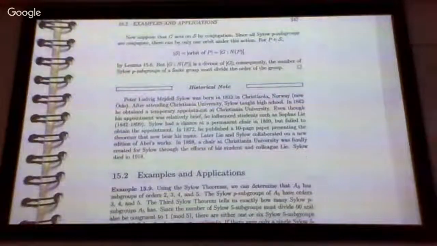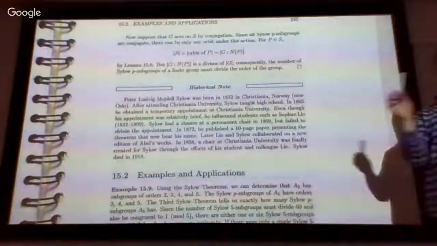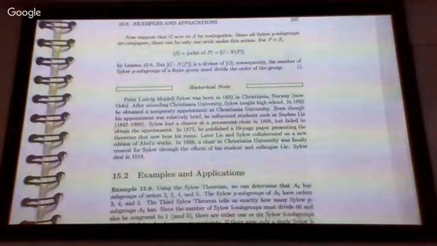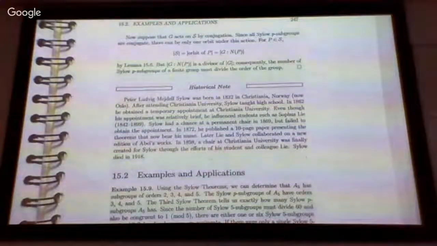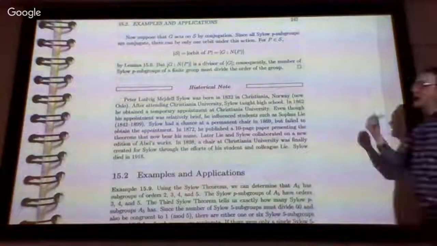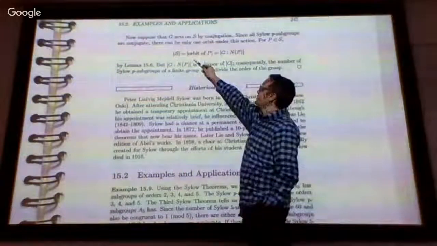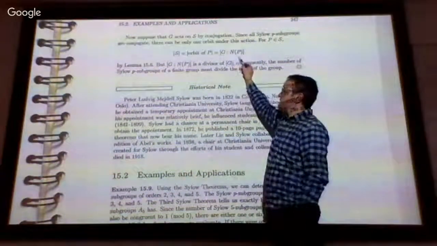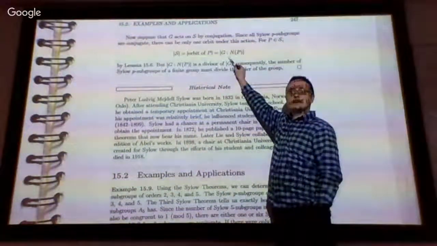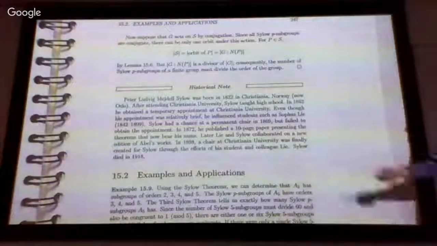Now suppose G acts on curly S by conjugation. Since all Sylow P subgroups are conjugate from the second Sylow theorem, there can only be one orbit under this action. So just pick out any one of them, the orbit of P1 is all of them. And from the previous chapter on group actions, we know the size of an orbit is the index of the stabilizer of that element. Specific language here, stabilizers are called normalizers. So it's N of P.